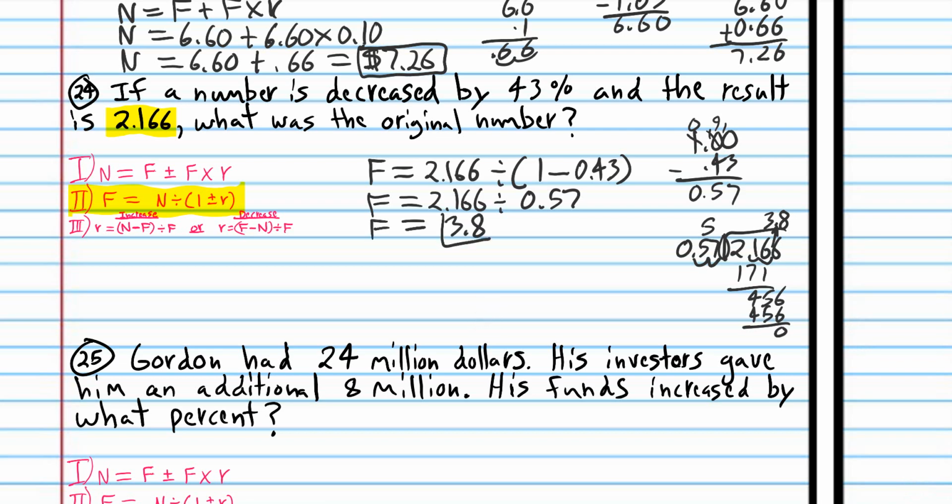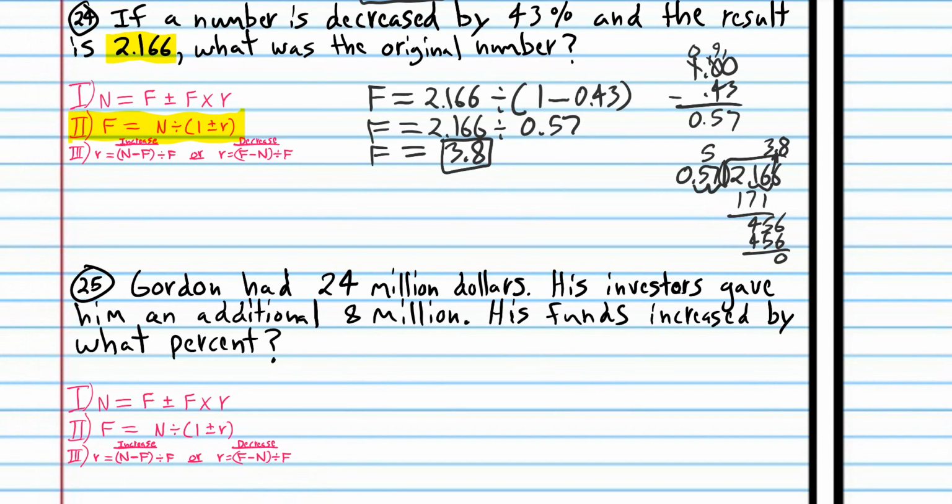So 3.8 is the original number, the first number. That's why I wrote F, first number that was decreased by 43%. So if 3.8 is decreased by 43%, the result is 2.166. So again, I know that seems really confusing, but the only hard thing is figuring out which formula to use. Once you figure out which formula to use, you just plug the numbers in and use PEMDAS.